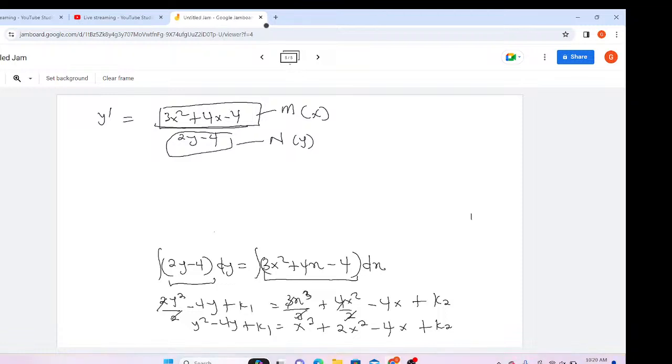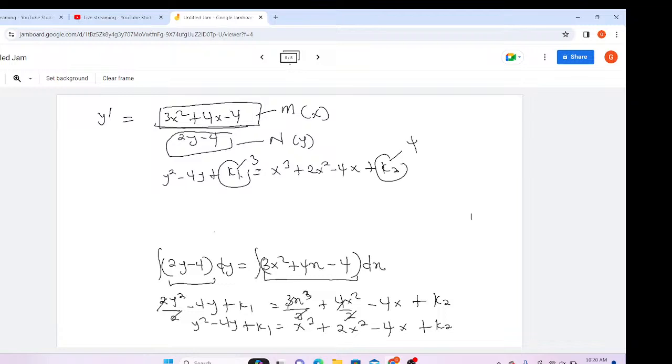So we have y squared minus 4y plus k1 equals x cubed plus 2x squared minus 4x plus k2. So now this is what we have. Now let's group the constants. The k1 and the k2 are constants, so we can add them or subtract them to form another constant. If one constant is 3 and another is 4, we can still group them to form another constant.